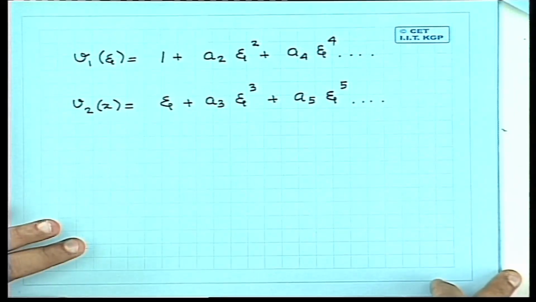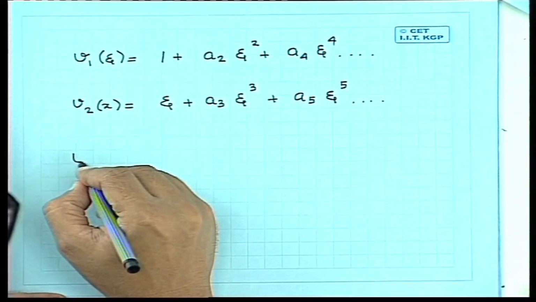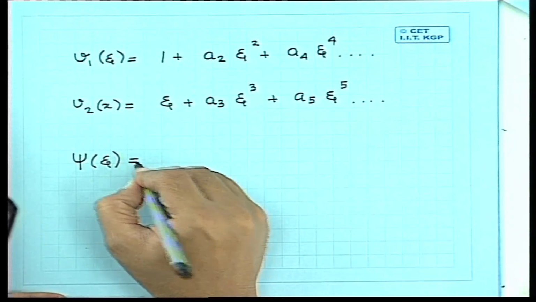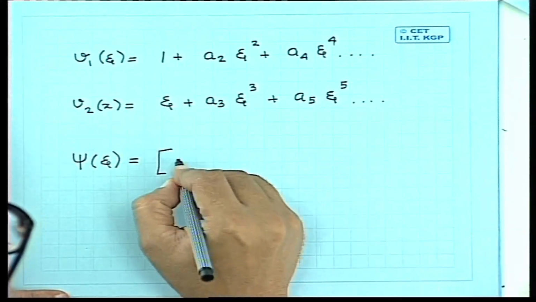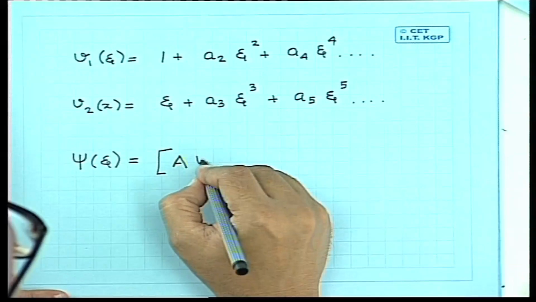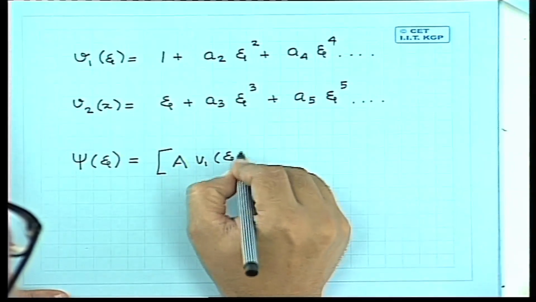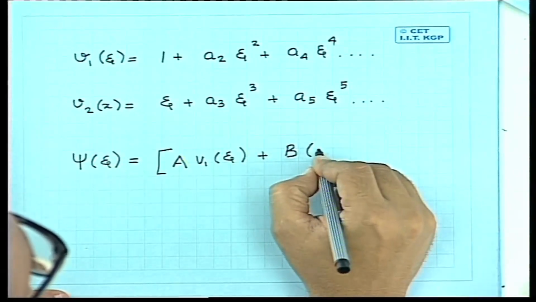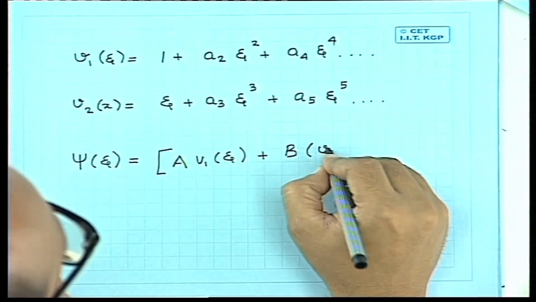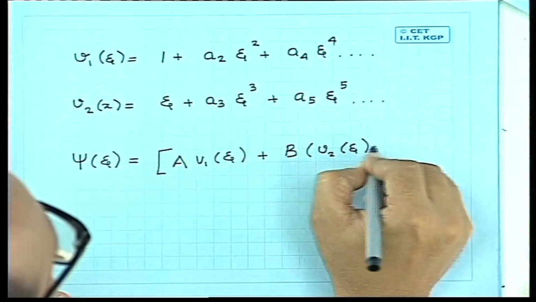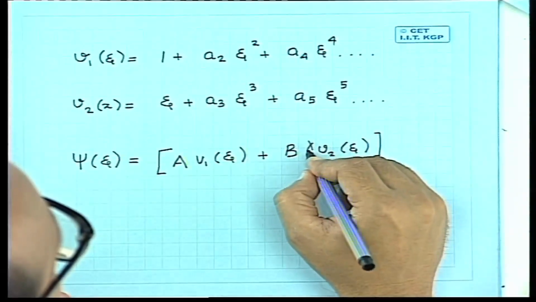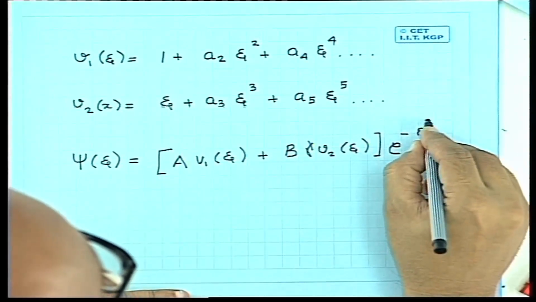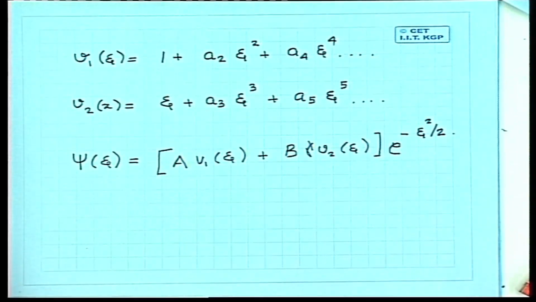And the general wave function psi, which is a function of xi, could be written as some coefficient a into v1(xi) plus b into v2(xi), into e to the power minus xi square by 2.